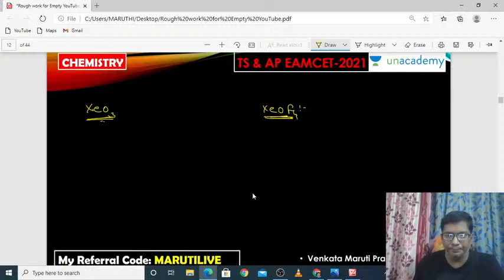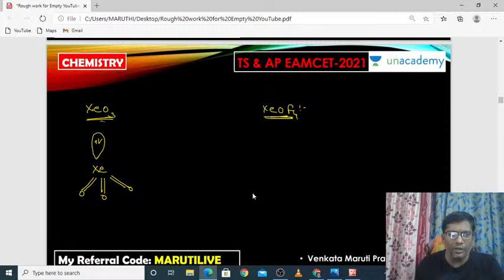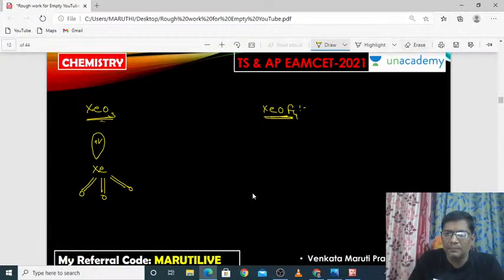Let us see. Xenon trioxide has 3 oxygens, with 3 double bonds, and xenon has only 1 lone pair of electrons. How can you guess the structure looks like this? We will see.